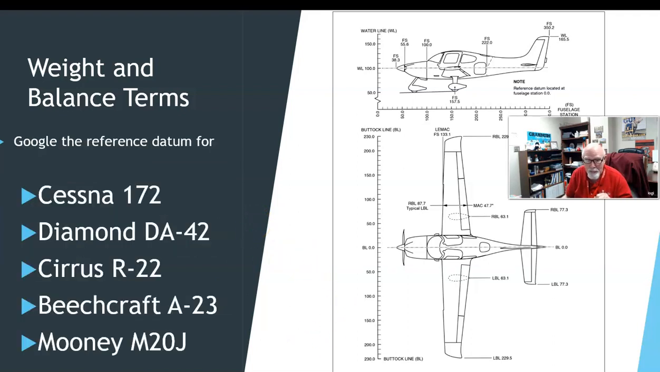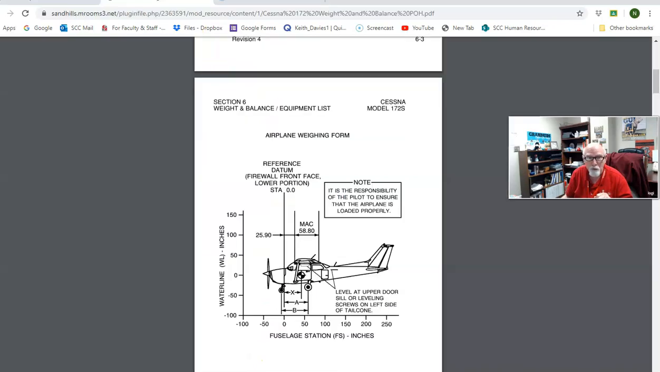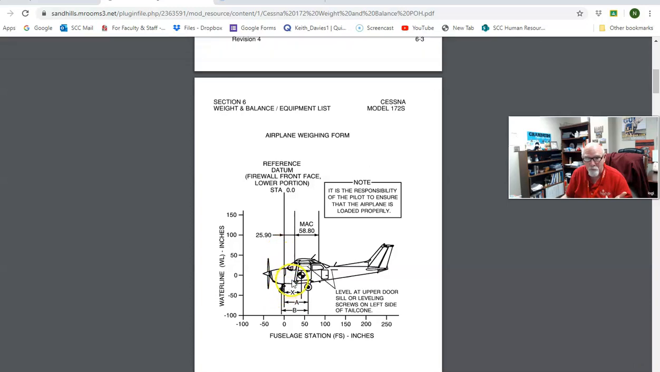Let me pull this up real quick. Here we go. Weight and balance. Here's the datum for a Cessna 172, and the datum point where station is 0 is at the firewall, right here. So the CG is measured to the rear of the aircraft from this reference point, or the firewall. So that's your datum.